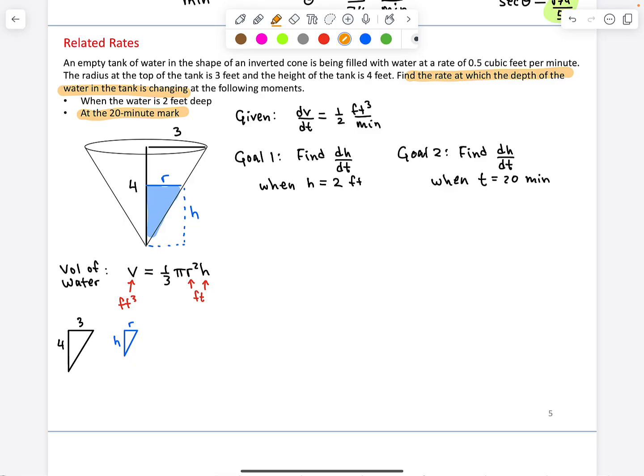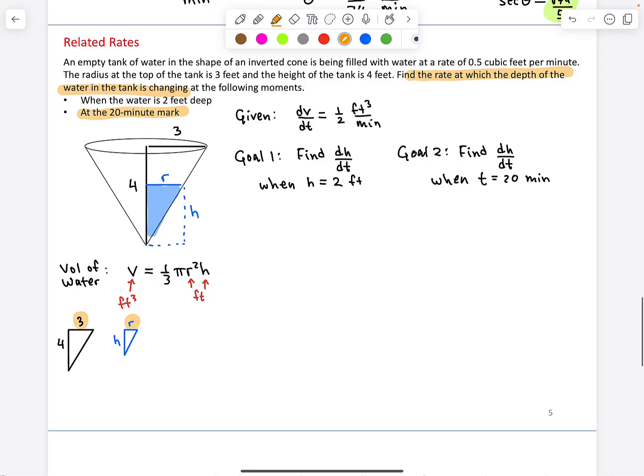So if two triangles are similar, such as these are, then you can do all sorts of ratios and equate them. For example, you could say 3 divided by R is equal to 4 divided by H. I'll do the ratio of R to 3 is equal to the ratio of H to 4. And solving for R, we get R equals 3/4 of H. This is telling us that whatever H is, this R will always have to be 3/4 of it.